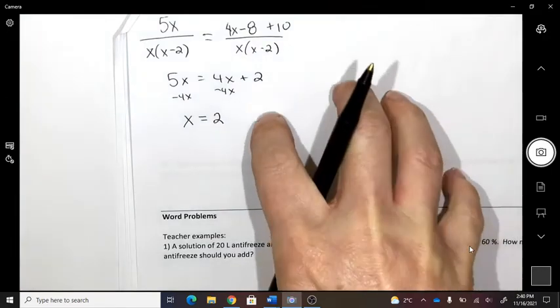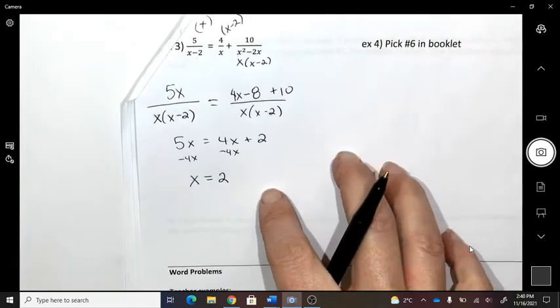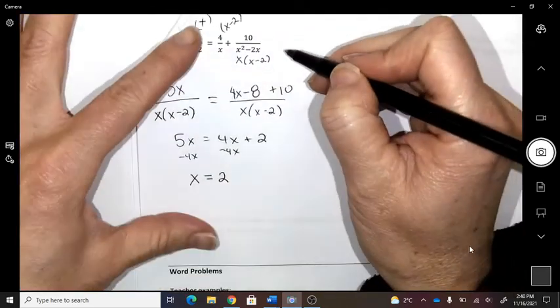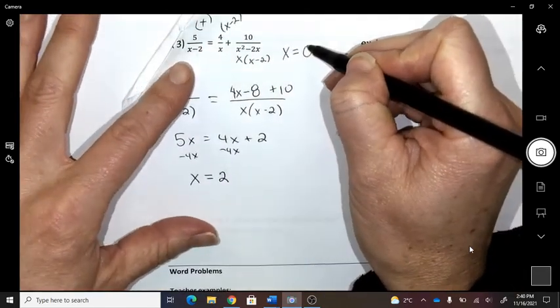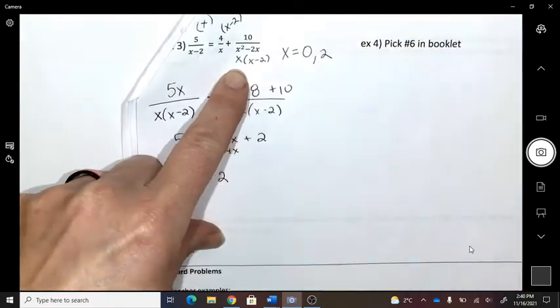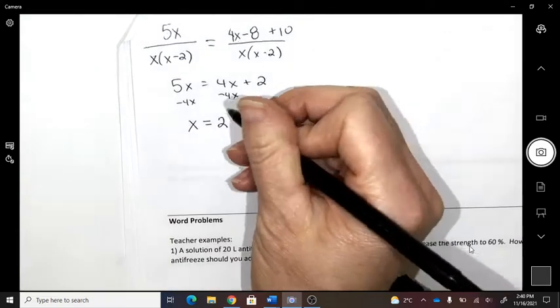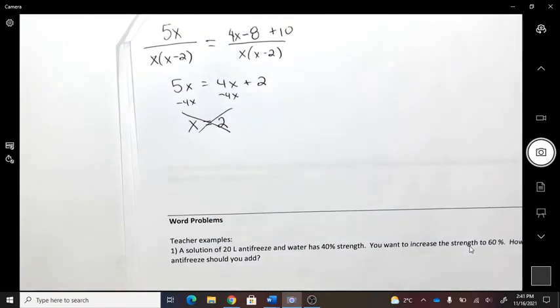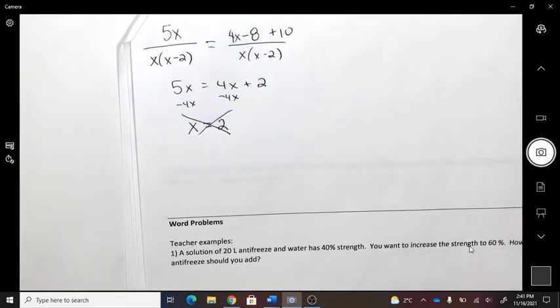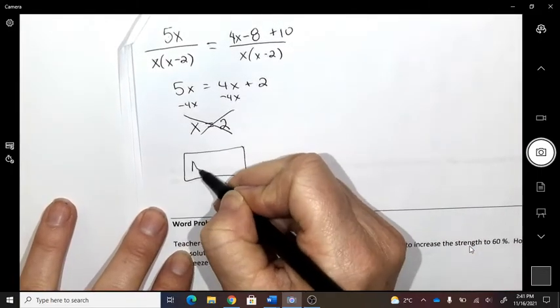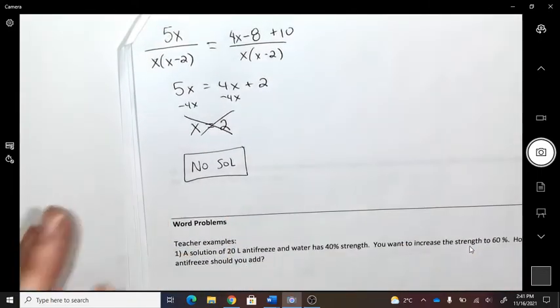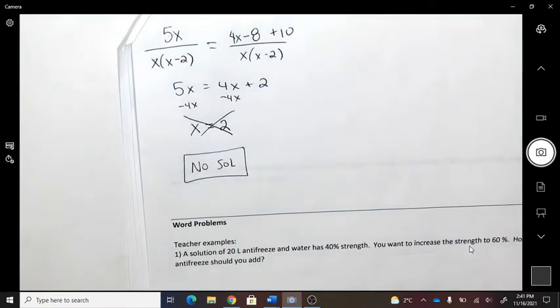Okay, what am I not allowed to have? I can't have x be 0 or 2. That's a problem, so it's not allowed to be a solution. So what should I make as an actual statement when I'm on this question then? No solution. Because I'm trying to say x equals something and x is not going to be able to equal anything.